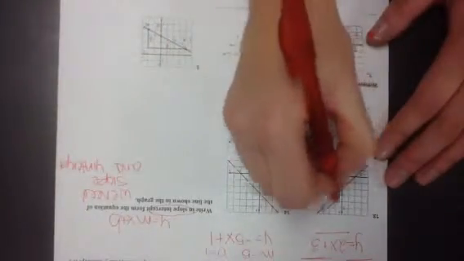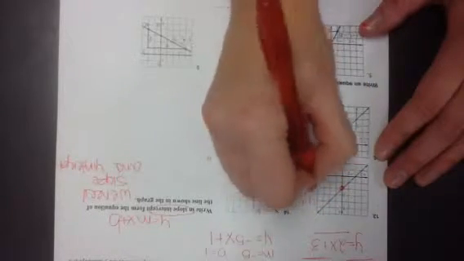Okay, so let's take a look at 13. Let's look for the y-intercept because that's going to be easiest. It's where it intersects the y-axis. So notice here, it's intersecting at 2. So our y-intercept is at (0, 2).